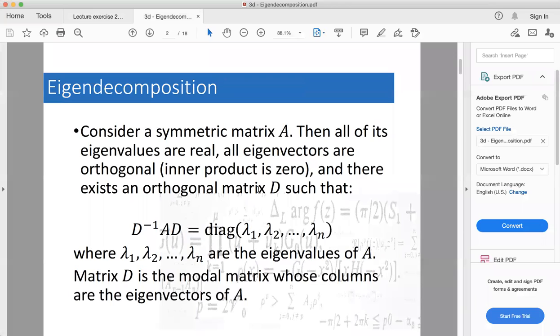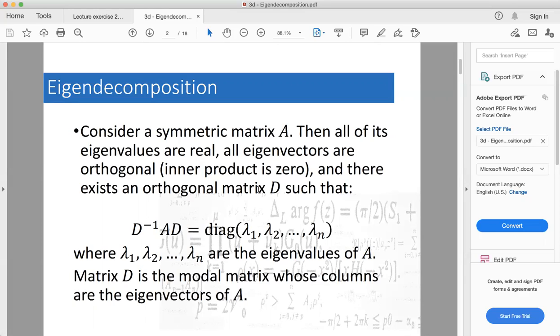Eigendecomposition is one of the techniques in matrix algebra that decomposes a matrix into simpler components. By simple, we mean eigenvalues and eigenvectors. Suppose you have a symmetric matrix A. Again, this is only applicable for symmetric matrices, or square matrices to be exact.